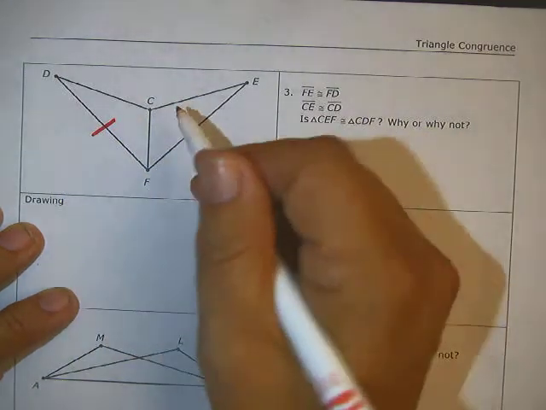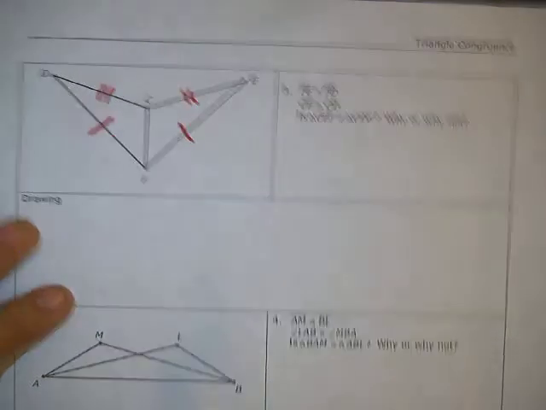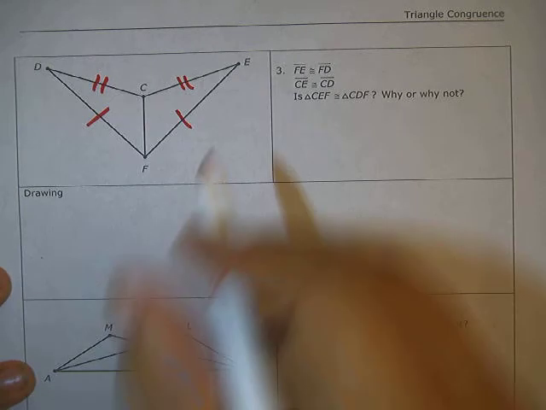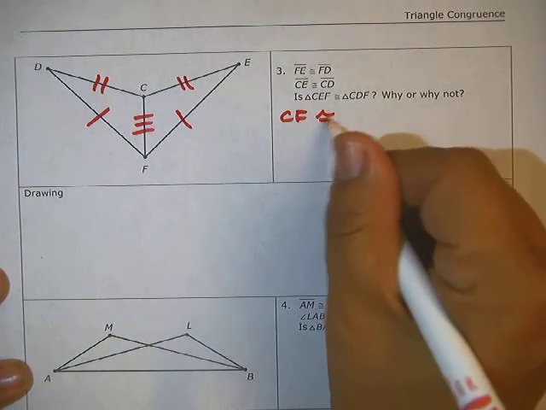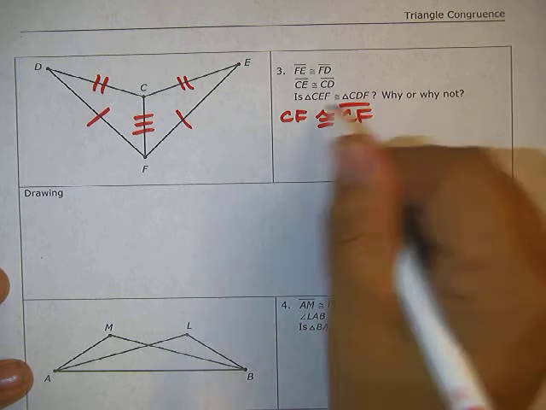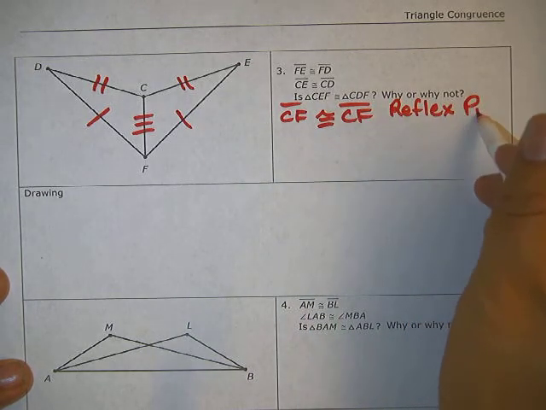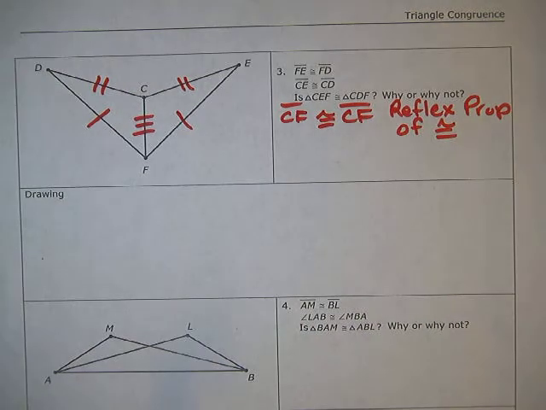Then they tell me CE, right here, is congruent to CD. And they say, is that triangle congruent? Well, I can say that CF is congruent to CF. Do you remember what property that is? That is the reflexive property of congruence. And remember, they will be using these abbreviations on your test, so you will probably see that word and you need to know what it means.